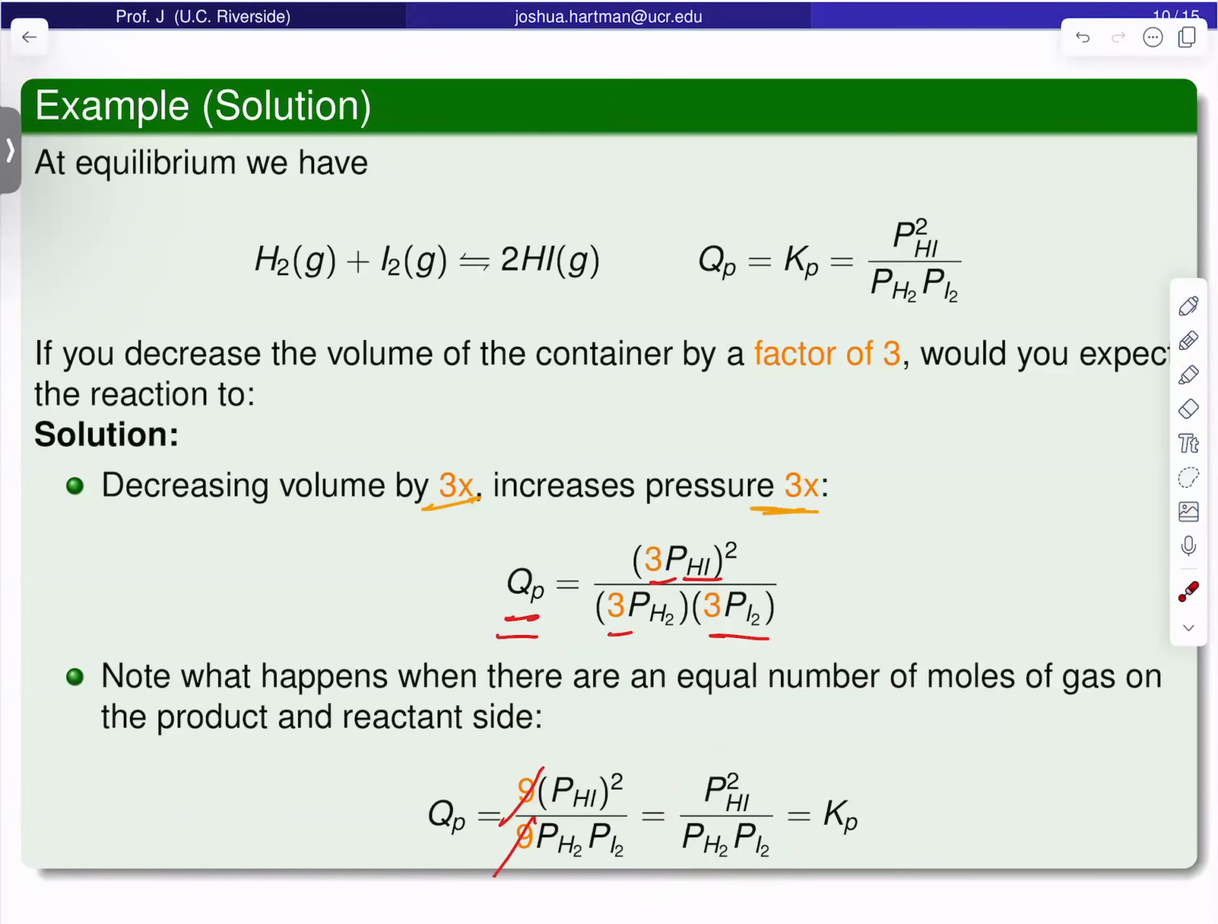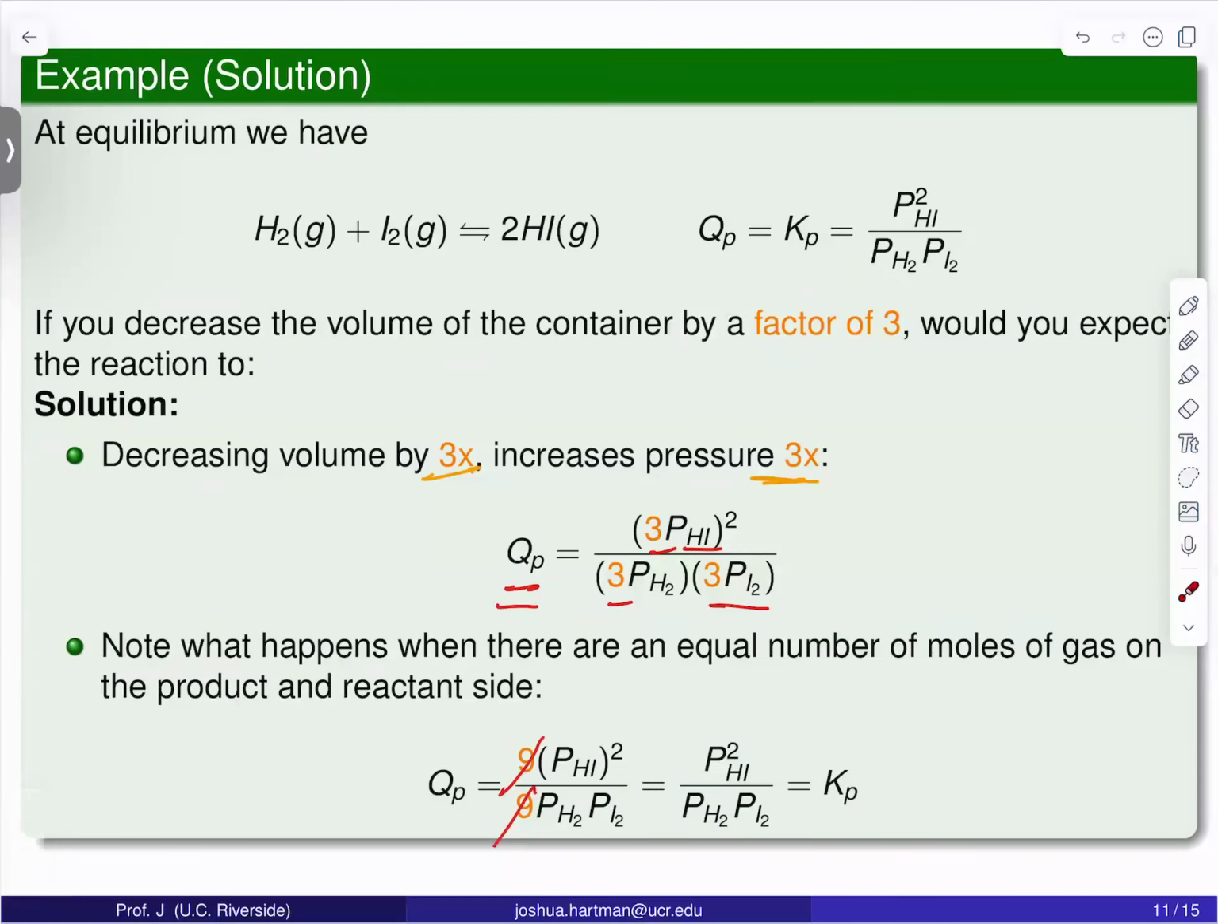So because we have an equal number of moles of gas on the left and right-hand side of this reaction, we are going to end up with no change in our equilibrium constant. The reaction will not be changing, shifting right or left when we undergo this dramatic increase in pressure. And hopefully this makes sense, right? If you're changing partial pressures all by the same amount, reactant and product side, we don't expect a shift.